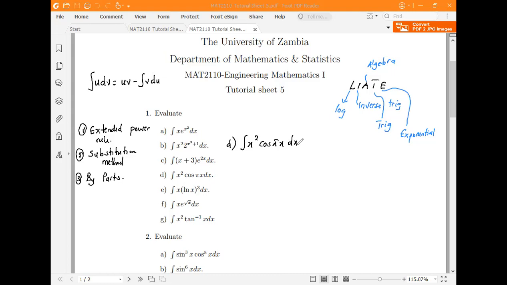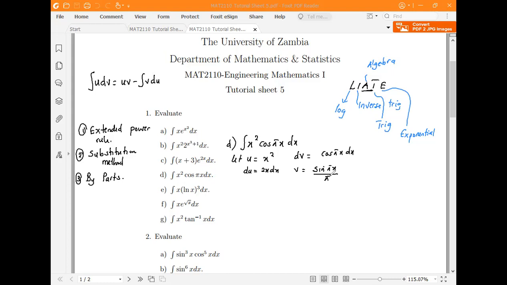So it's by parts. Now, how do we check? There we say trig, algebra trig. So we have algebra trig. It means that we let u be the algebra, the x squared. You differentiate it, you get 2x. Yes. Let the v be what? The trig. That will be cos pi x. Then to get v, you integrate this guy. So you get sine pi x over pi. Remember to integrate, it's over pi. Okay? And then you put the two together.